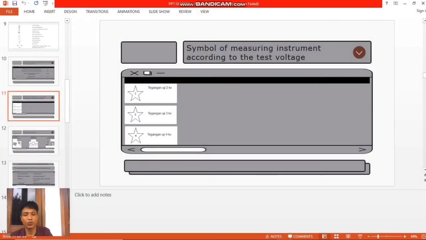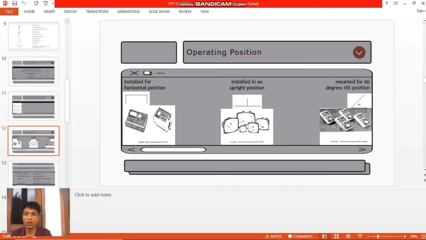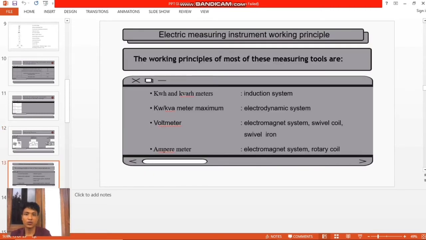I will continue the presentation. Symbol of measuring instrument according to the test voltage: test voltage 2 kilowatt, test voltage 3 kilowatt, test voltage 4 kilowatt. Operating position: horizontal position, upright position, and radial position. Electric machinery instrument working point.